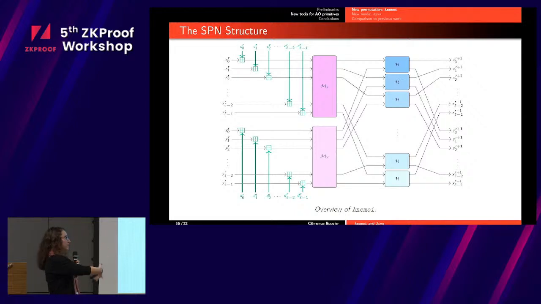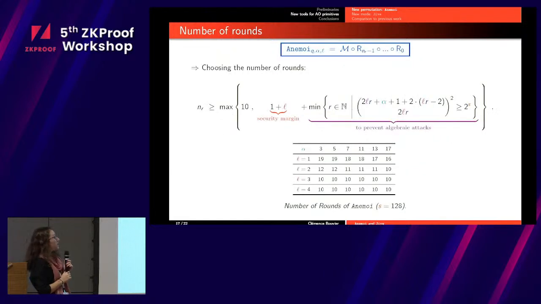We will repeat this a certain number of times, and this is given by this formula. It depends on alpha, the exponent, and also on the number of branches. This is to prevent some algebraic attacks. So if you want to use Anemoi, you can use this formula to compute the number of rounds that you need.